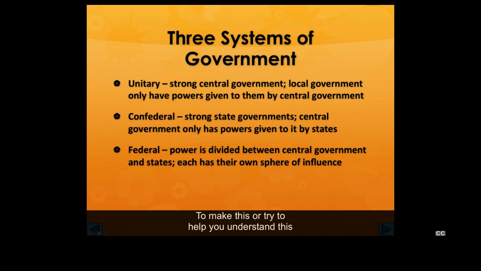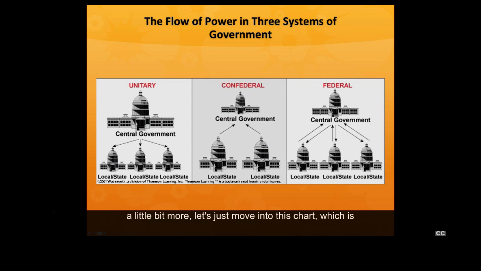To try to help you understand this a little bit more, let's just move into this chart, which is saying the same thing, only with a different graphic. Let me change to my pen in case I need it. So up here on the left we have the unitary form of government. And as you can see, in the unitary form of government, just like the previous slide and the definitions pointed out, that power flows one way.